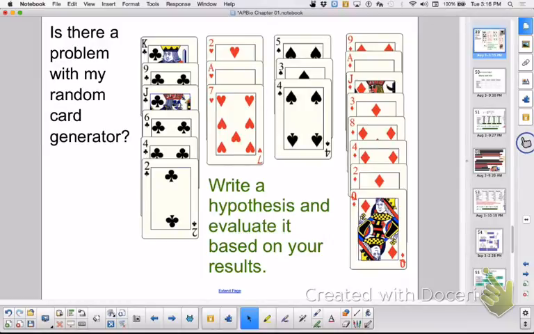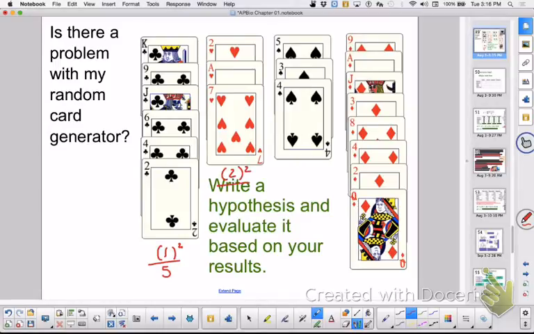So I would expect 5 of each suit. Did I get 5 of each suit? No. So if here I got 6, what was the difference? 1. So that would be 1 squared over what? 5. Right? Here I got 3. What's the difference? 2. So that would be 2 squared over 5. Here I got 3, so again 2 squared over 5.